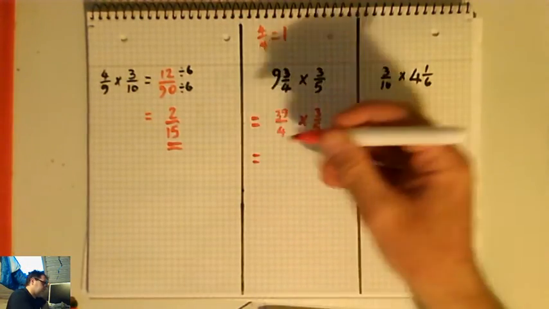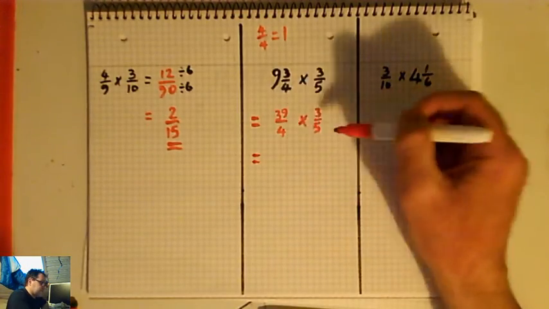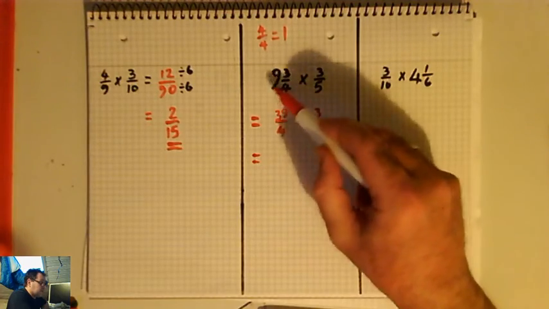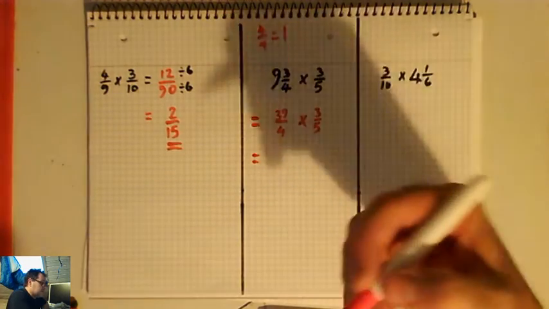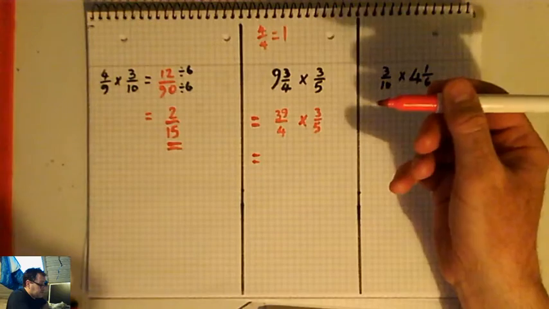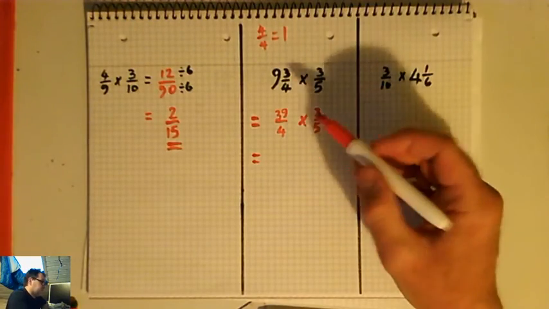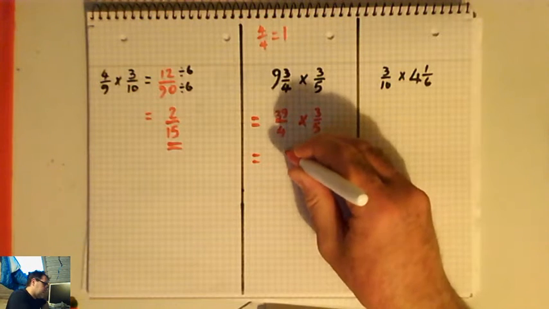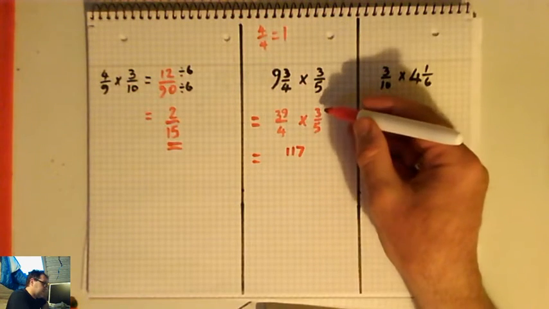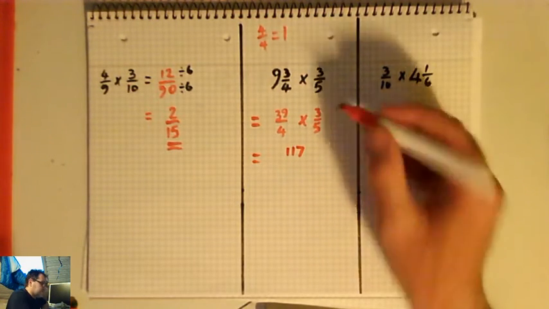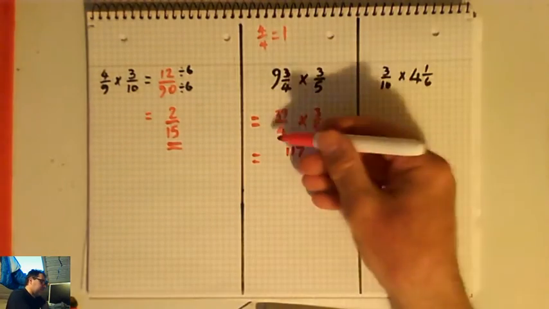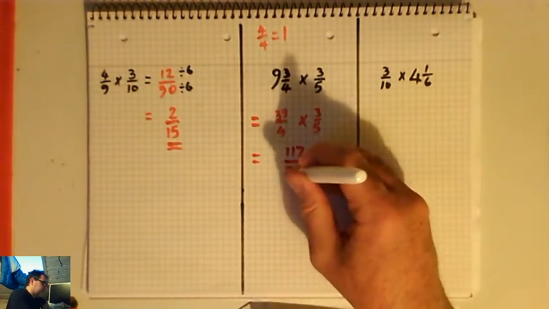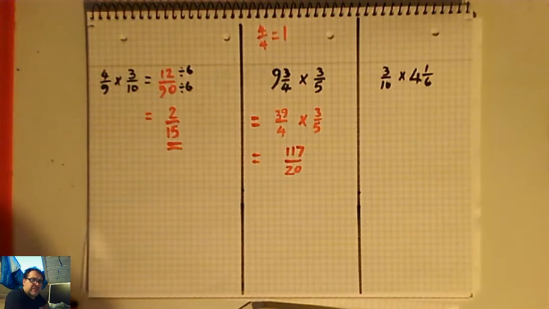But having got them just as single fractions and not mixed numbers, then you can just do what you did before, which was top times top, bottom times bottom. So 39 times 3, let's try and do that in my head, is 117, I hope. I'm pretty confident of that. And then 4 times 5 on the bottom is 20. So I've got 117 20ths.